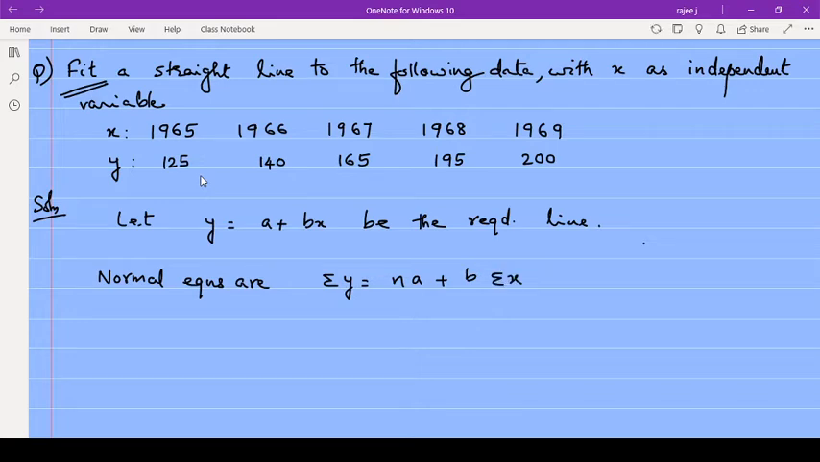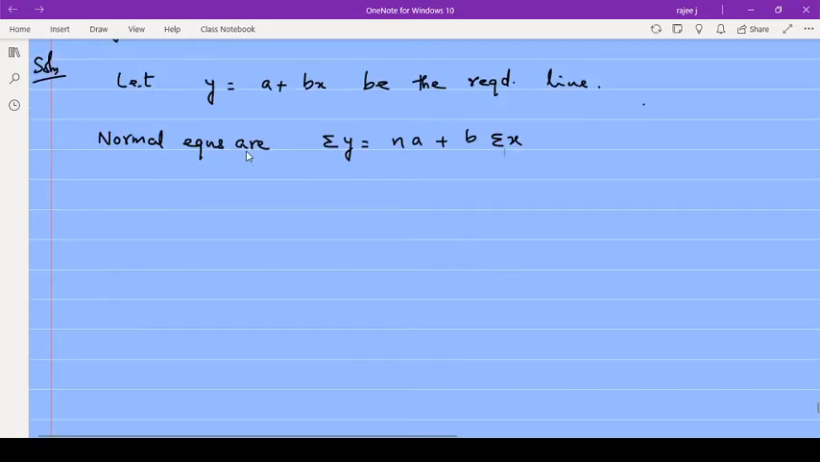It's better to remember that formula, I mean the normal equations. So take it as equation number 1, and summation xy is equal to a into summation x plus b into summation x square. If you do not remember this, then go by the procedure: firstly you will take the sum of this one. Summation y is the sum of a, which means na plus b into summation x. Then you will multiply this with x throughout, then take the summation.